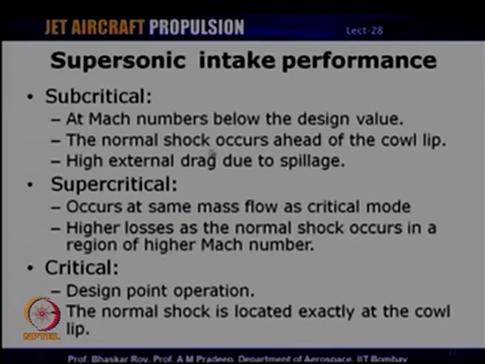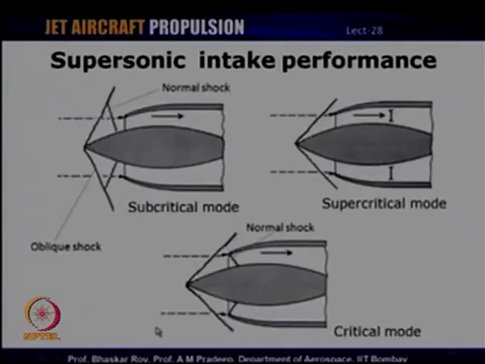Subcritical mode is when, at Mach numbers below the design value, the normal shock and the oblique shocks are placed well ahead of the cowl lip. There is a high external drag due to spillage under this operation. In supercritical mode of operation, which occurs at the same mass flow as critical mode, higher losses occur because the normal shock will occur in a region of higher Mach number. I will explain this in the next slide. Critical mode is the design mode of operation. The normal shock is located exactly at the cowl lip. So, these are the three modes of operation.